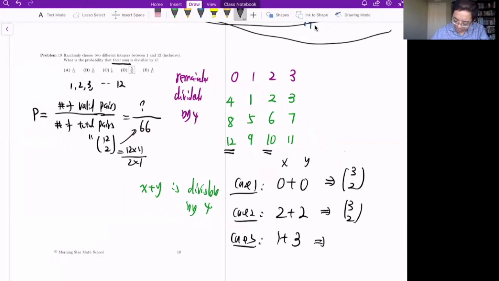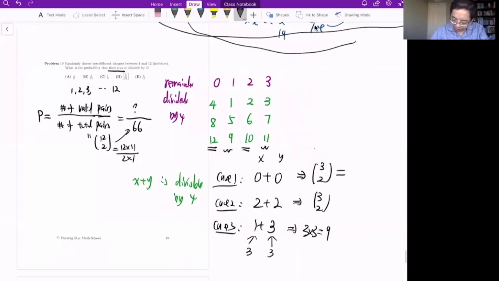And this one is, okay, so you have 3 choices for this, you have 3 choices for this, because this is 3, this is 3. So this is 3 times 3 is 9. Again, here we use the multiplication principle. Okay, so then here what we have, this is 3, and plus 9. So if you add together, you get 15.